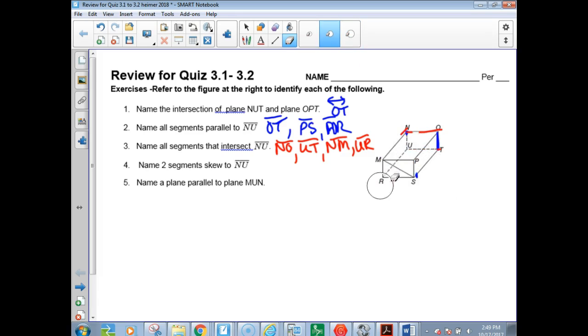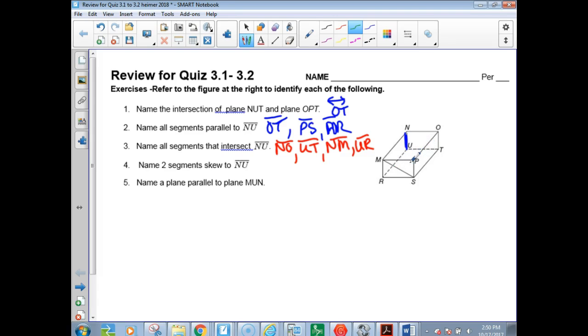All right, so now it says name segments that are skew to NU. Now, skew, you got to know what that means. It's very different. Parallel means they don't intersect, but they're in the same plane. So notice every time you found a parallel segment, it was in the same plane as the segment it was parallel to. So MU and MR, these were in the same plane. This was in the same plane as OT. But now we need segments that are skew, which don't touch that segment, would never run into it if they got extended, and are not in the same plane. Skew segments are not in the same plane.